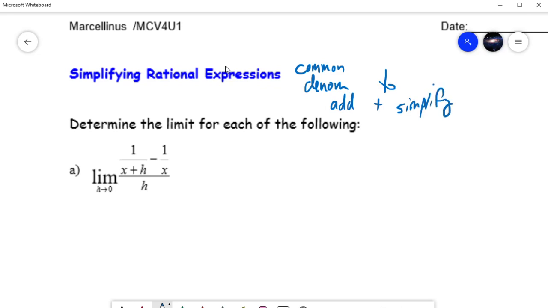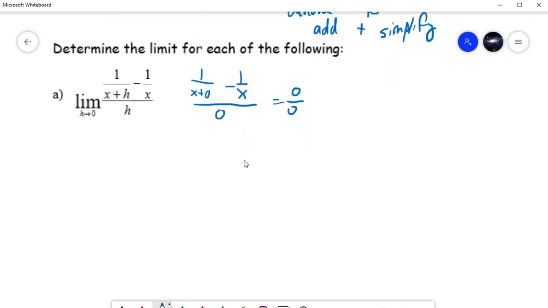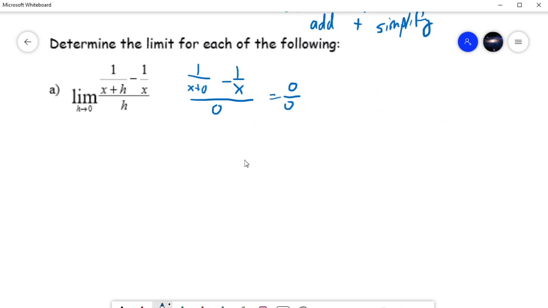Okay, so let's look at this one. We need to see what happens if you plug in h equals 0. So of course you get 1 over x plus 0 minus 1 over x, over 0, and that is equal to 0 over 0, dead end, right? So we can't just sub it in. What can we do here? So, limit as h approaches 0.